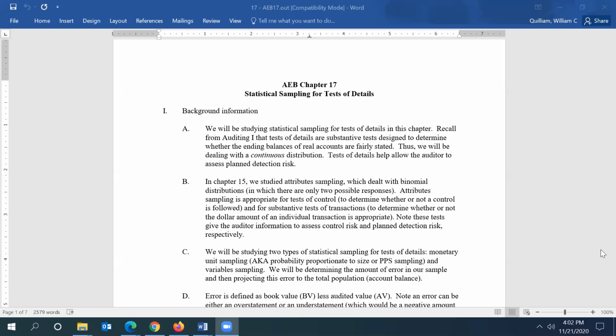And we can recall that tests of details, or substantive tests, are designed to determine whether the ending balances of real accounts are fairly stated. We learned that in the first auditing course. And again, we'll be dealing with continuous distribution, and tests of details help the auditor to assess planned detection risk. So planned detection risk is the risk that there's material error out there and we don't find it. And that again is something we studied in the first auditing course when it came to the audit risk model.